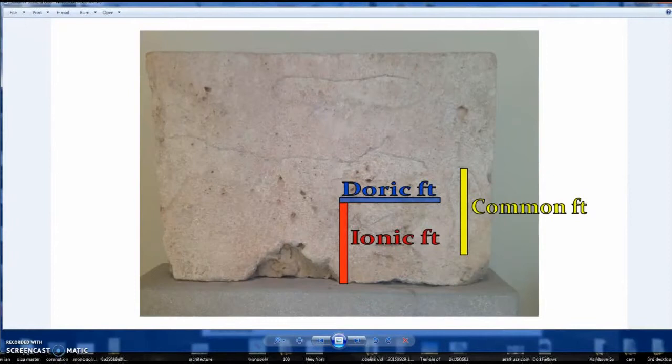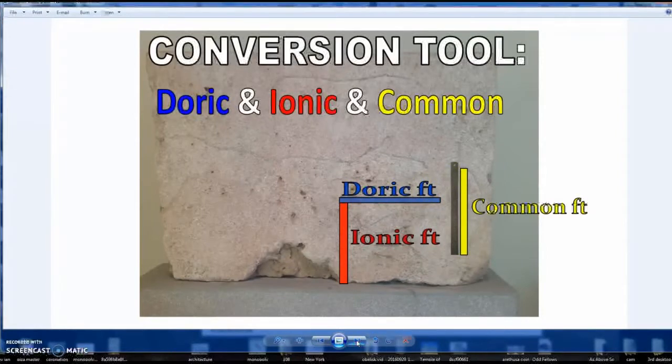Okay, so the Salamis Stone, we have the Doric foot, the Ionic foot, and the allegedly modern foot going back to at least roughly 500 BC, so 2,500 years ago. But that's not all. So we have the Doric, Ionic, the common, but we'll also have the Samian foot. But okay, you have a 12-inch ruler that you're used to.